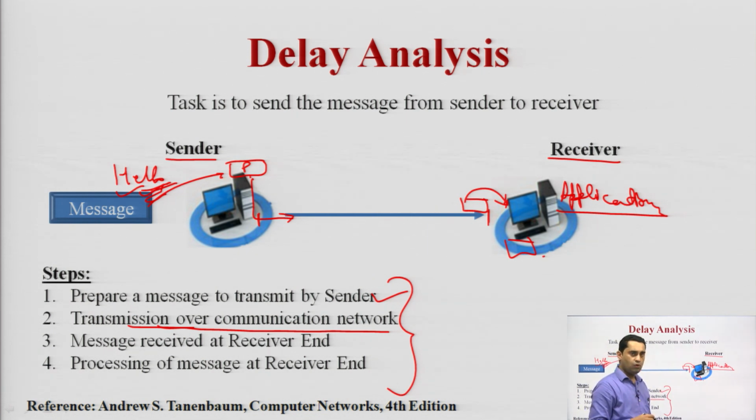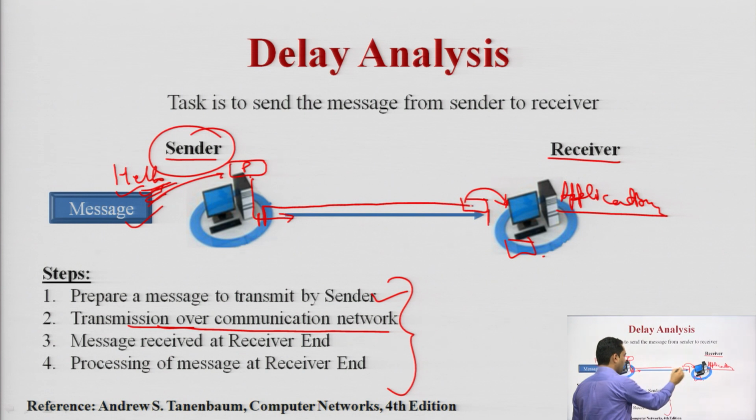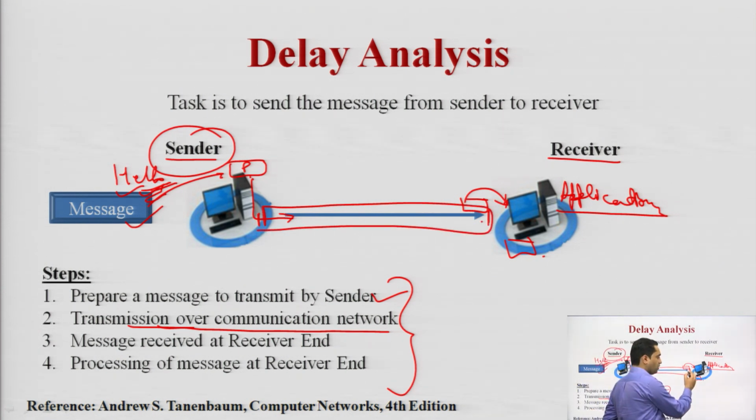And now, on behalf of these 4 steps, 4 types of delay are there in the network. So, the steps are very simple. Step number 1, the sender is creating a message, and now makes it ready for sending. Then the second one, the transmission, where we are going to transmit it. Third one is just received at the receiver end, and the fourth step is the processing by the particular application. So, these are the 4 steps.